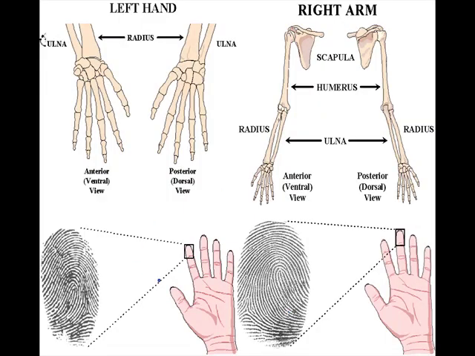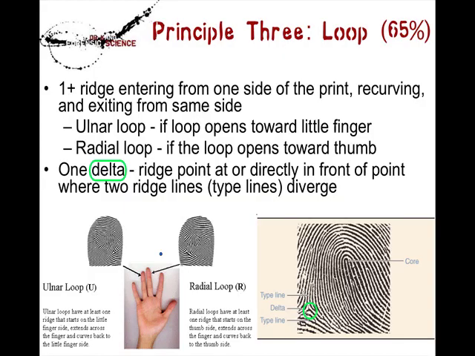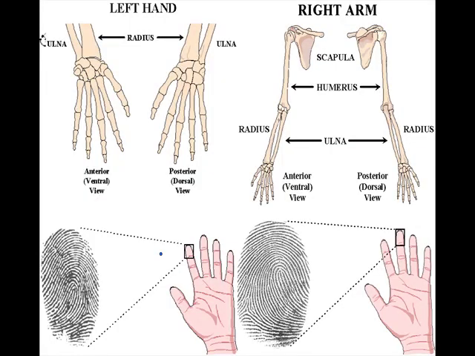and this is where the 2 type lines diverge. As you can see, it's called the radial loop because it comes in and exits towards the radius. And this is known as the ulnar loop, it comes in and exits towards the ulna.